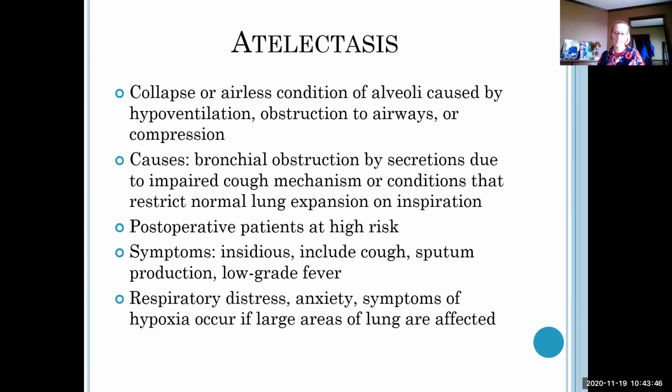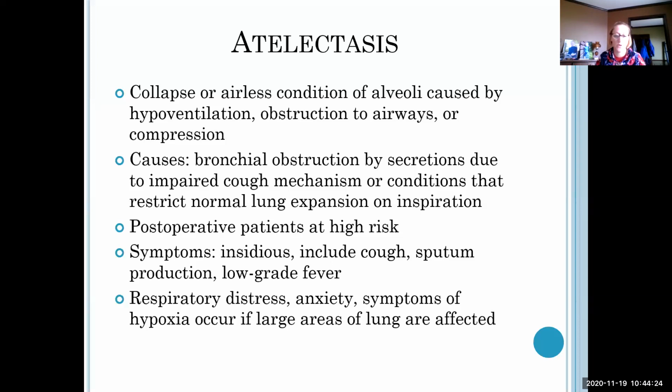All right, so atelectasis. Atelectasis is a collapse or airless condition of the alveoli caused by hypoventilation, obstruction of the airways, or compression. Causes can be bronchial obstruction, secretions due to impaired cough mechanisms, or conditions that restrict normal lung expansion on inspiration. Our post-op patients are at high risk for atelectasis, so we do things to keep them from having it: making sure they're coughing, deep breathing, and using those ISs, really promoting prevention of atelectasis.